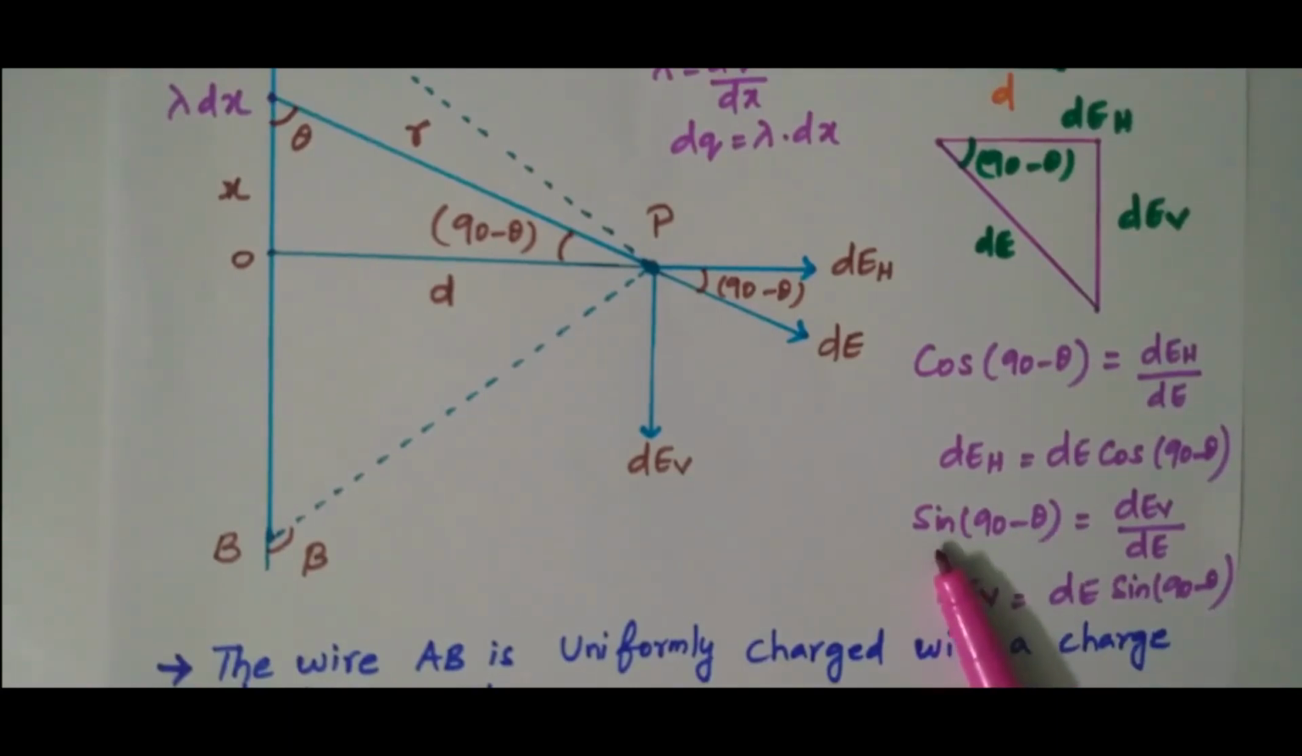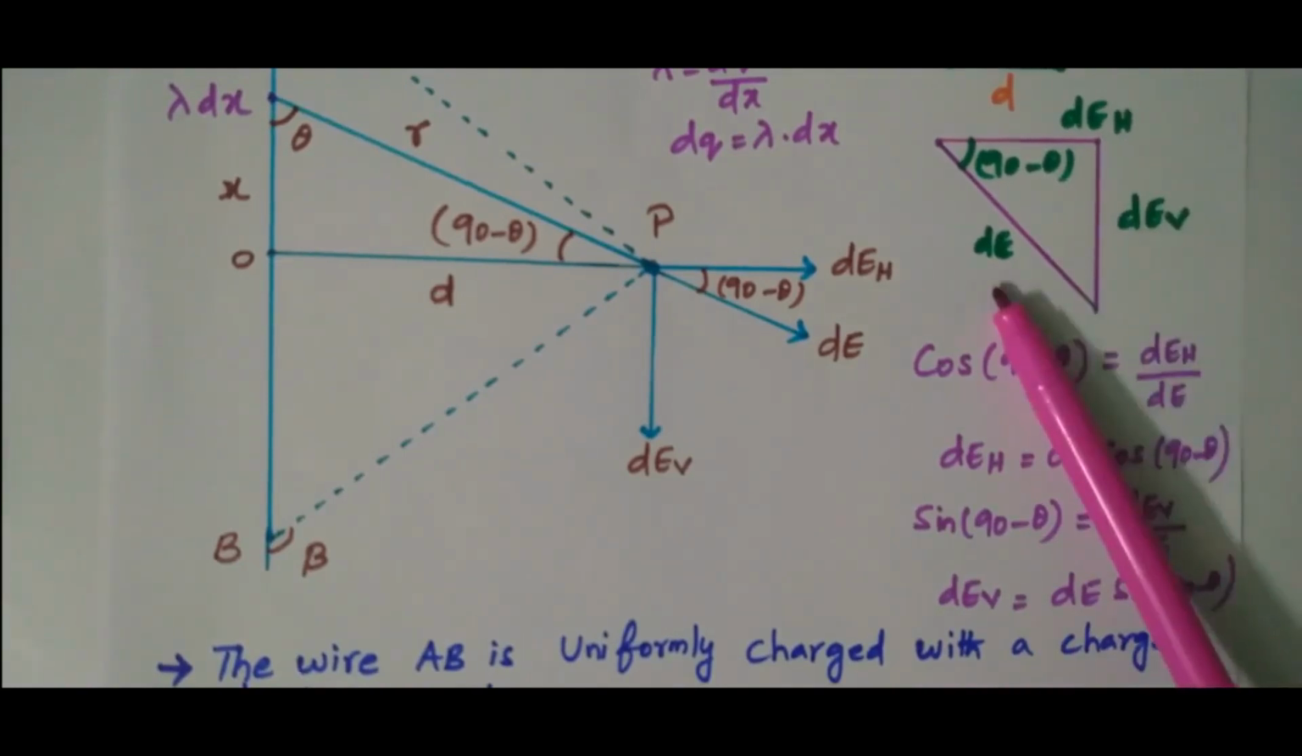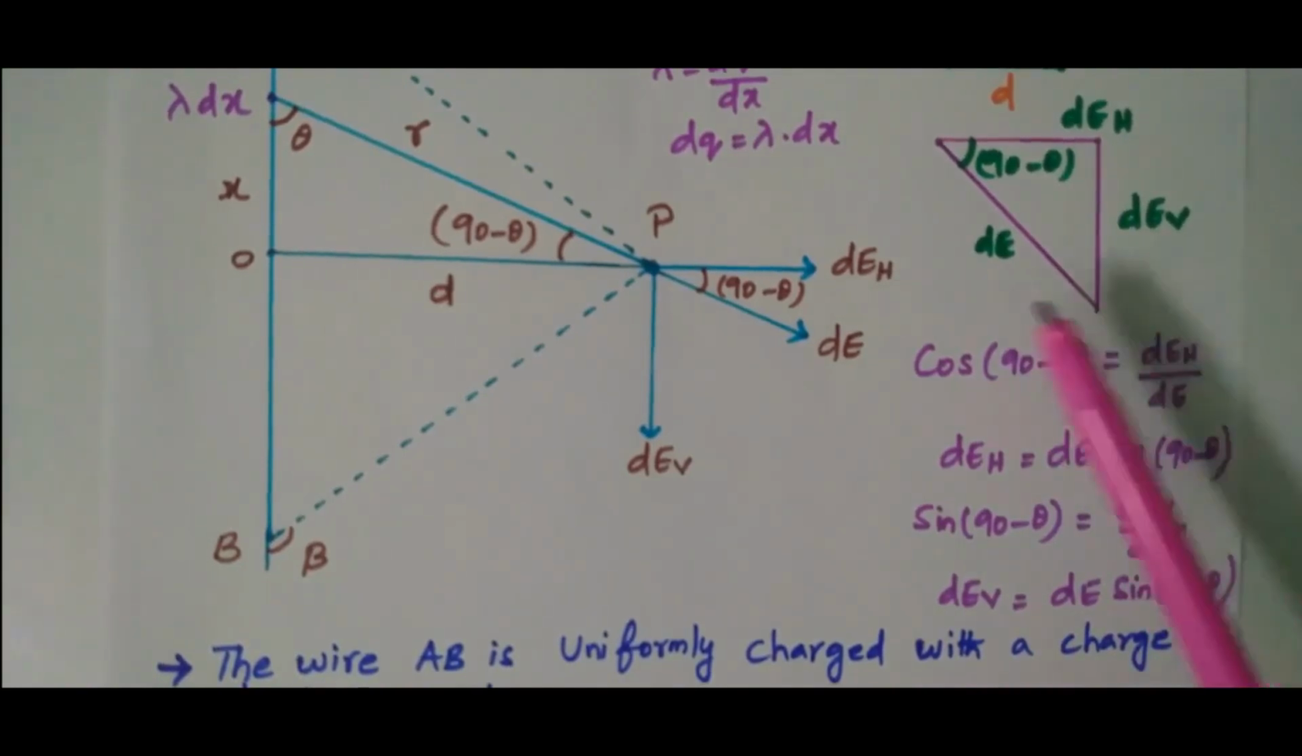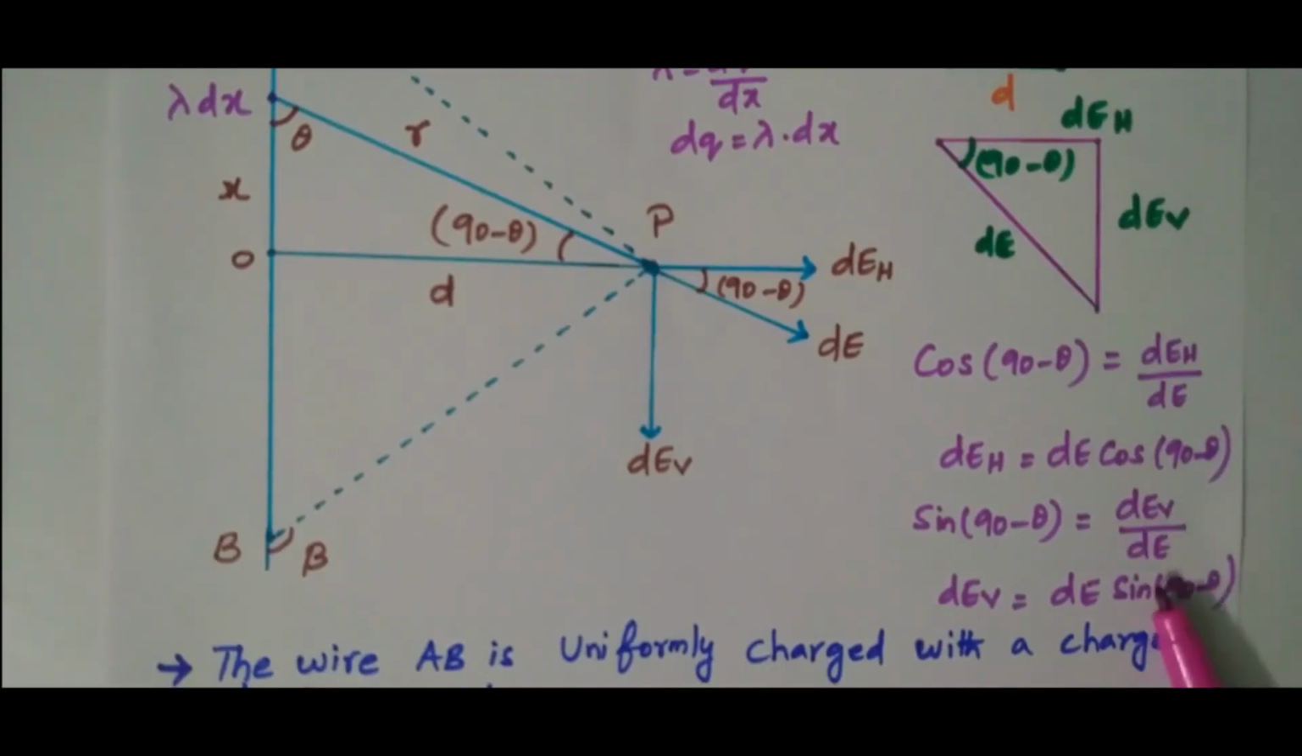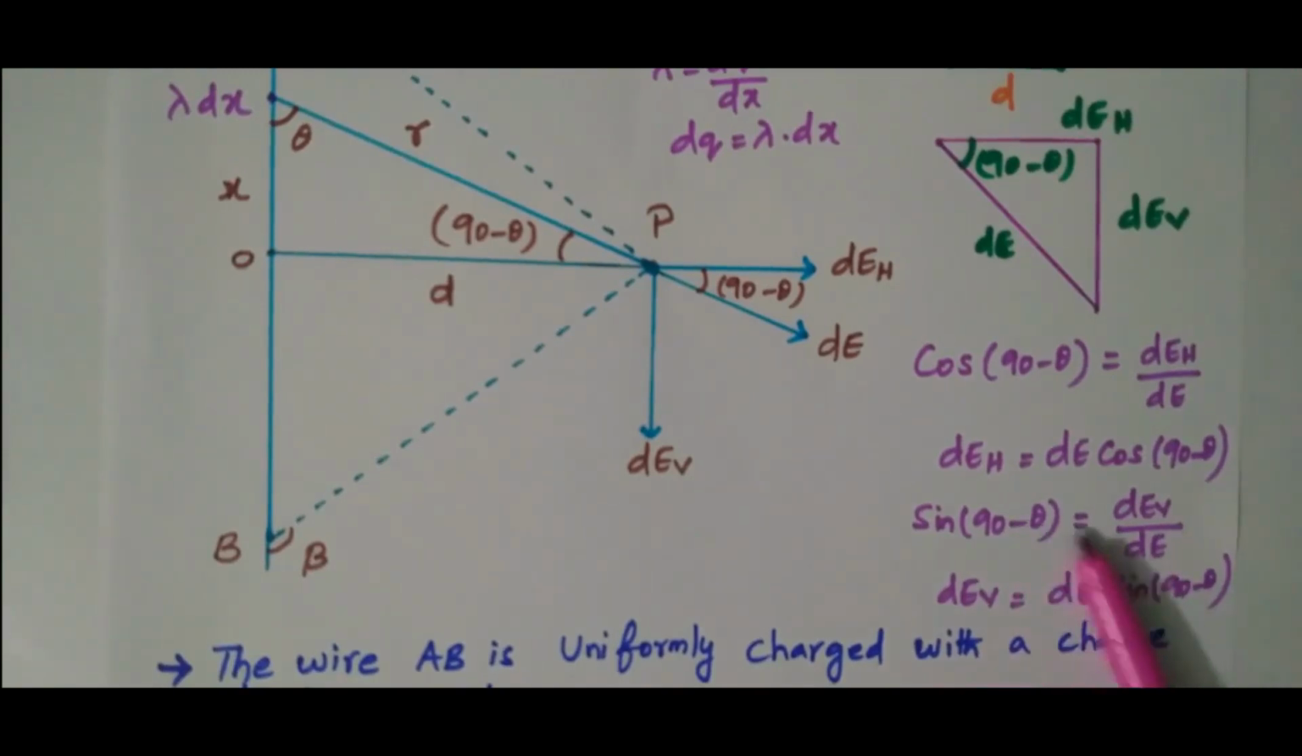Similarly, we can find sin 90 minus theta. Sin 90 minus theta means opposite side by hypotenuse. Opposite side is DEV, hypotenuse is DE. So DEV by DE equals sin 90 minus theta. You cross multiply this, so that DEV equals DE sin 90 minus theta. So the vertical component equals total component multiplied by sin 90 minus theta. Now we have the expressions for the horizontal component as well as the vertical component, and from that we can find the total component also.